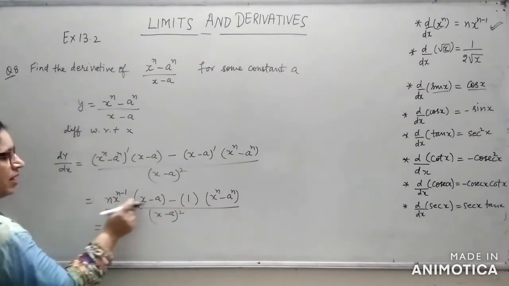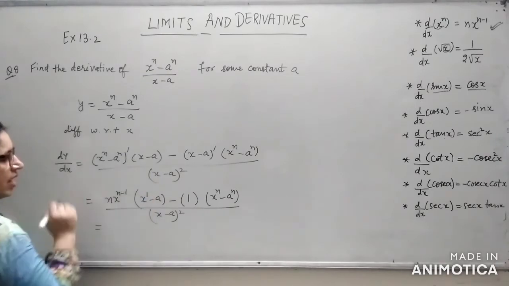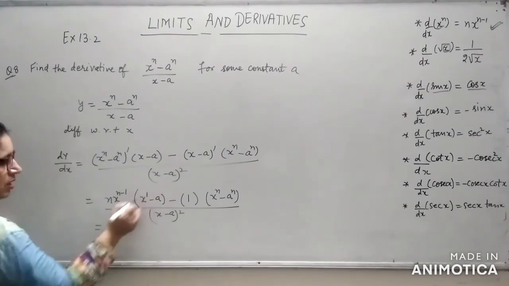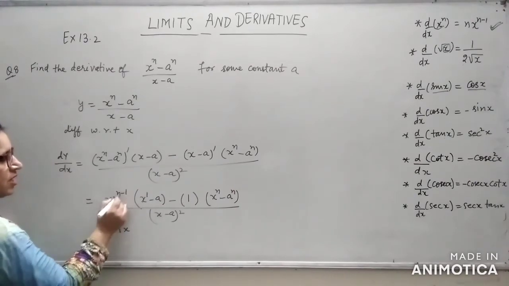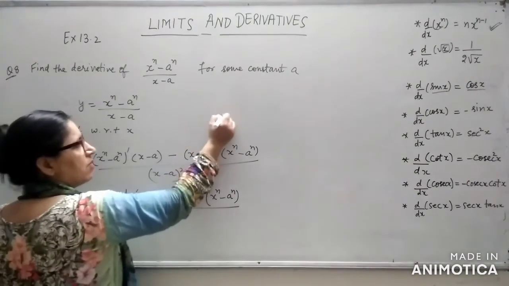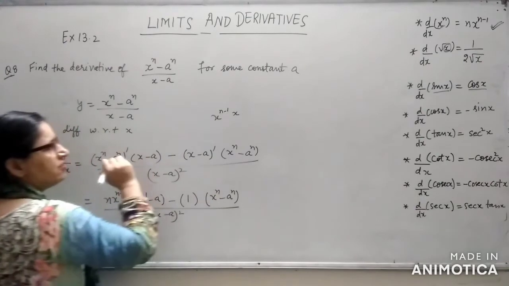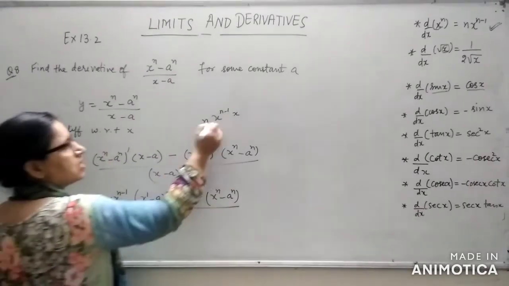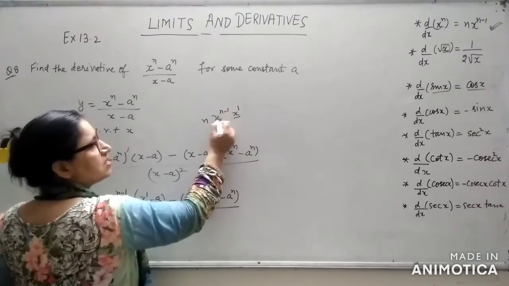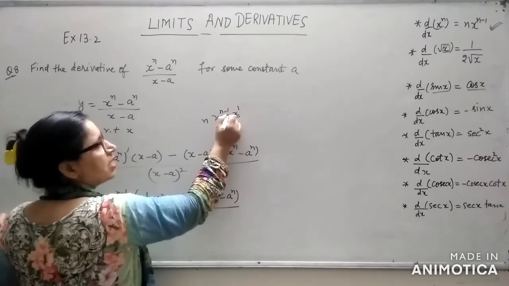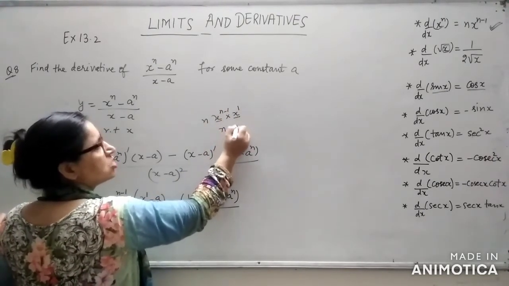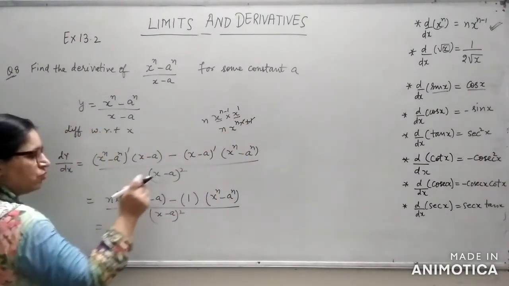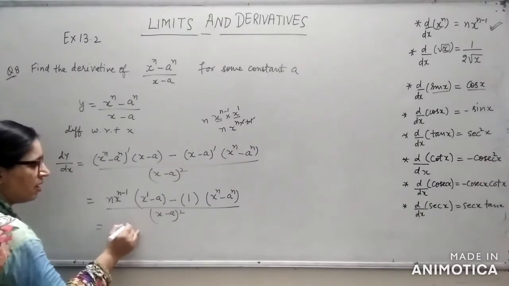Now if I multiply this with this x, n x raised to power n minus 1 into x. Look, x raised to power n minus 1 is there, and when you multiply it with x, both bases are the same, so powers will be added in the case of multiplication. So n x raised to power n minus 1 plus 1, so x raised to power n. So it would become n x raised to power n.